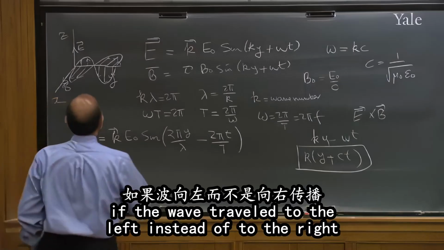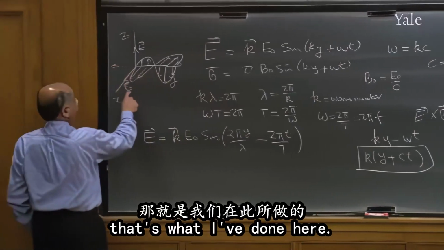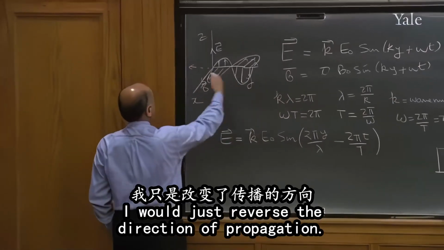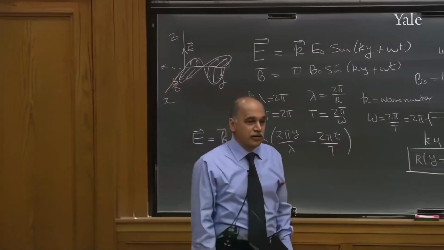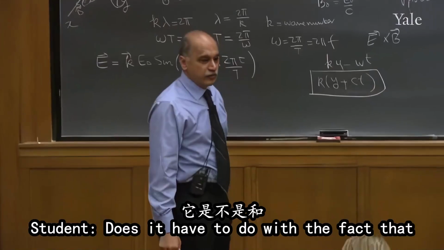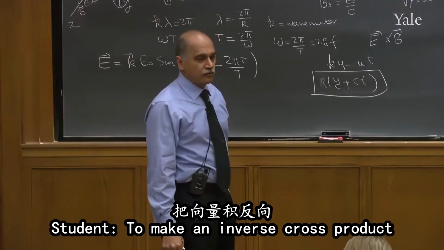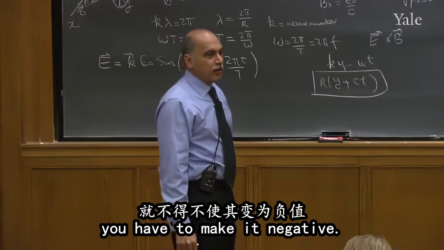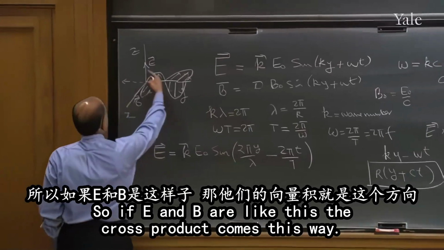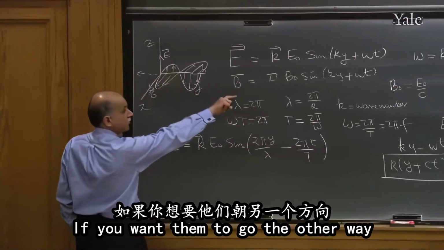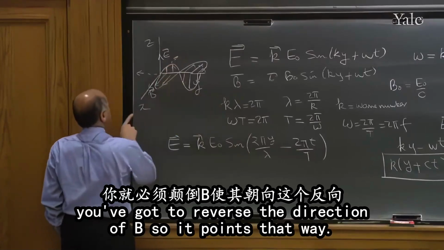I'm just saying that if the wave traveled to the left instead of to the right, that's what I've done here. I would just reverse the direction of propagation. That's not a good answer. Yes? You had an answer? Does that have to do with the cross product? Yeah. So what about the cross product? To make an inverse cross product, you have to make it negative. You want the cross product to dictate the direction of motion. So if E and B are like this, the cross product comes this way. If you want them to go the other way, you've got to reverse the direction of B so it points that way.